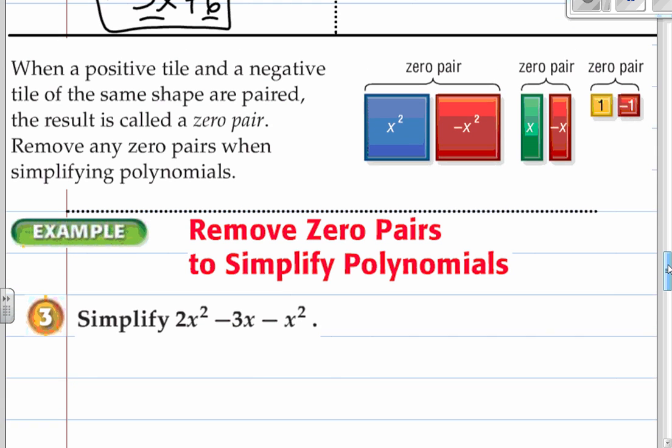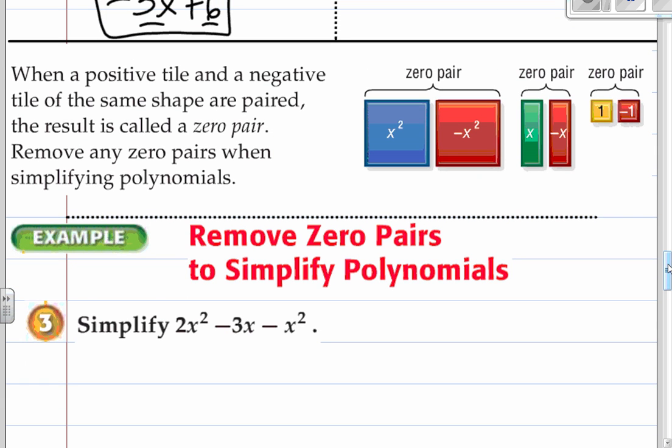If you do use the algebra tiles, it says when a positive tile and a negative tile of the same shape are paired, the result is called a zero pair. Remove any zero pairs when simplifying polynomials. So if you ever have a positive x squared and a negative x squared, when you put them together, they equal 0. Same with these, they equal 0 when you put them together using the addition.